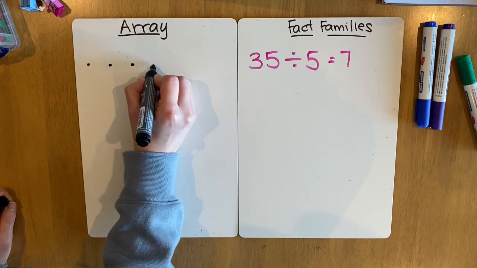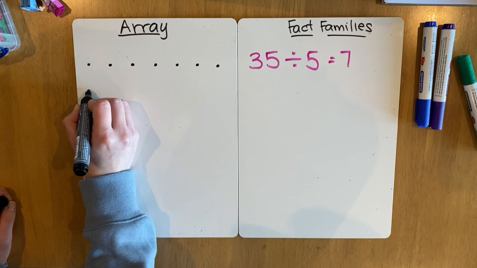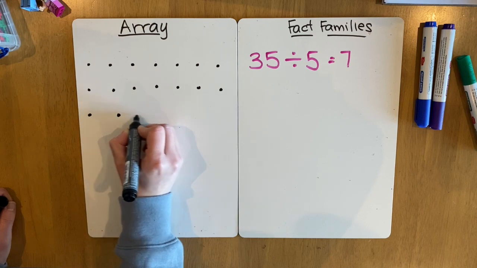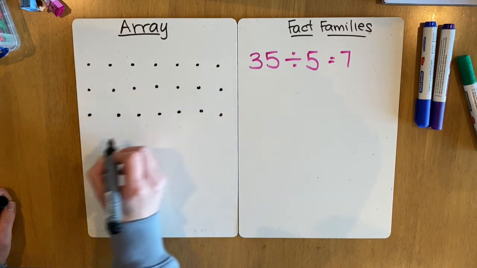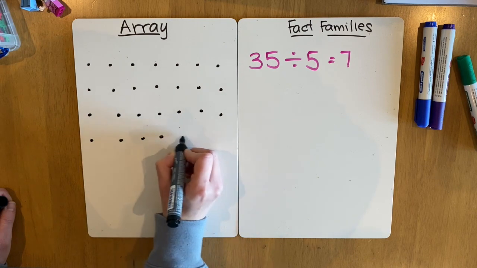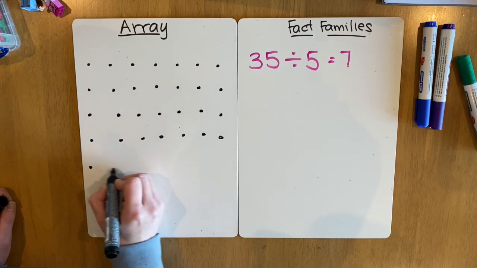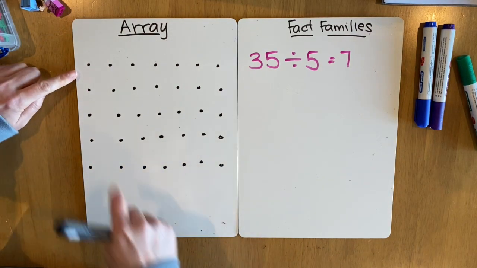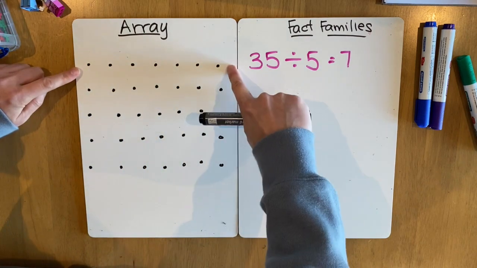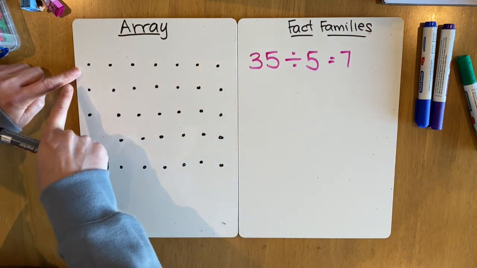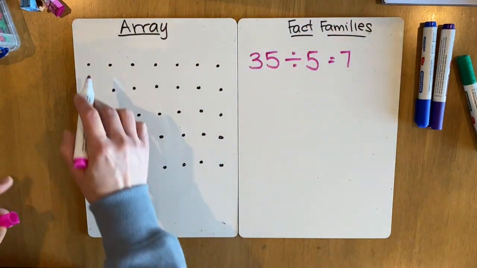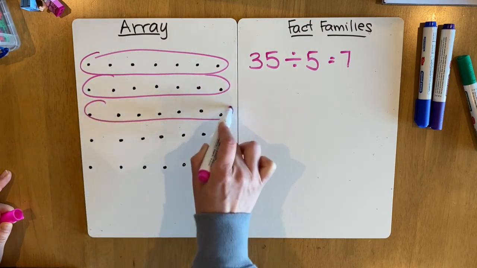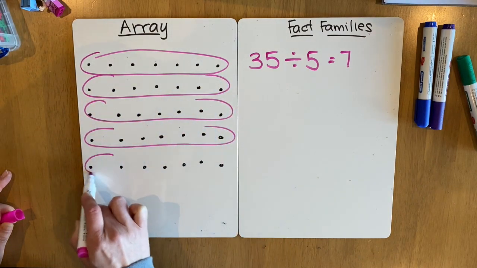1, 2, 3, 4, 5, 6, 7. So we have 7 in each row. And we've got 5 groups. So let's circle our groups. 1, 2, 3, 4, 5.